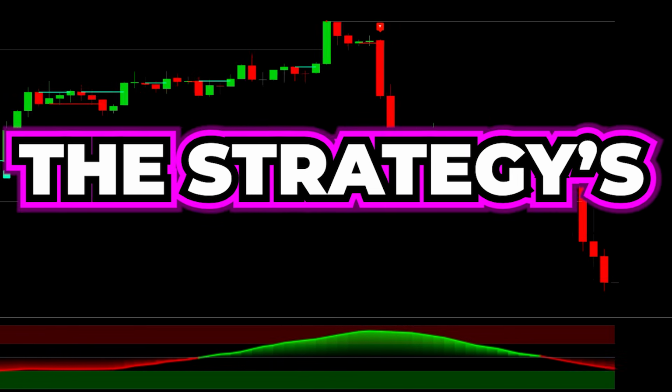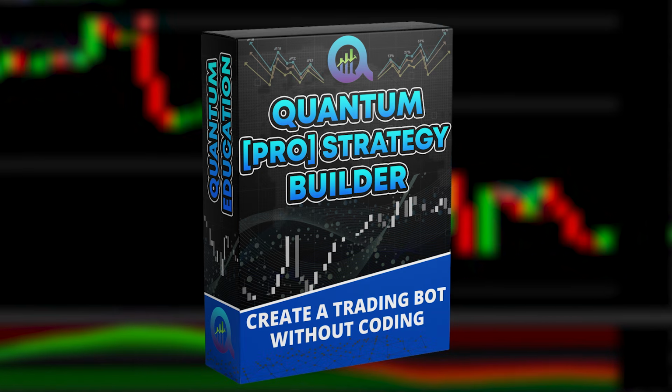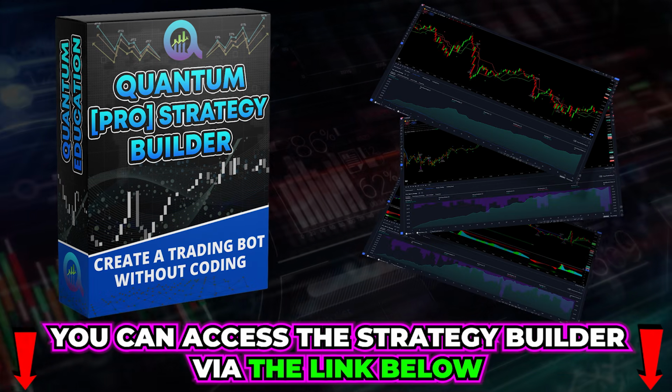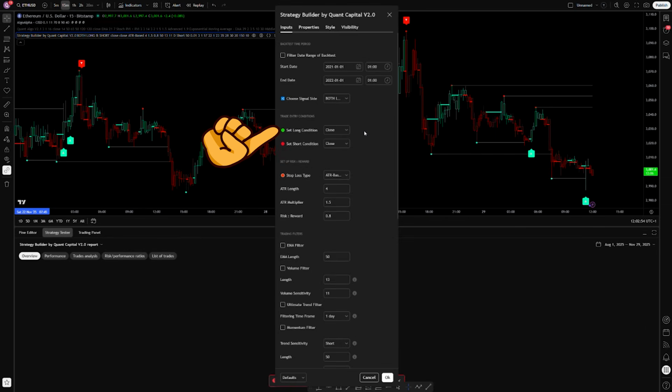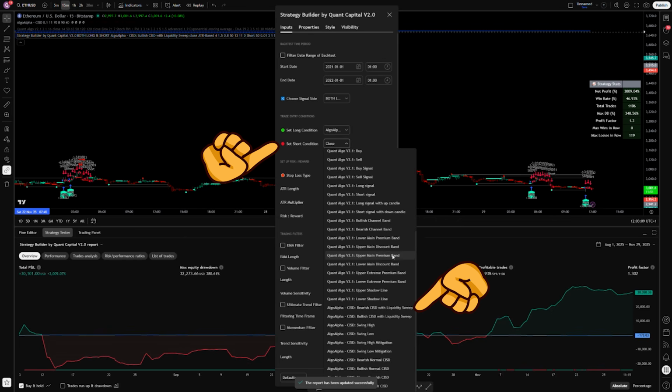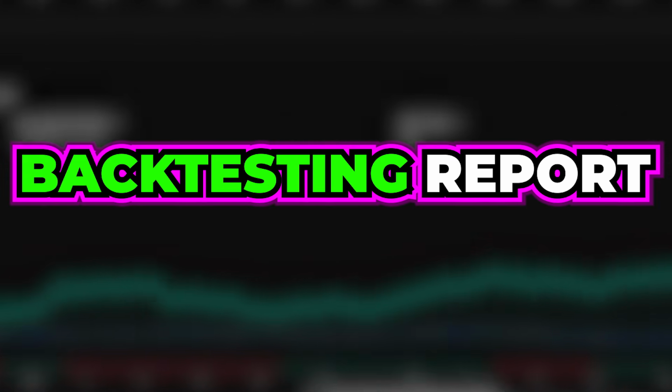To evaluate the strategy performance, we'll use the Quant Capital Strategy Builder, our own breakthrough that provides backtesting data for any TradingView indicator in under a minute. Just open the Builder's settings, go to the Set Long Conditions tab, choose the parameter that matches the indicator's buy signals, and repeat the process for the sell signals, and your backtesting report is ready.